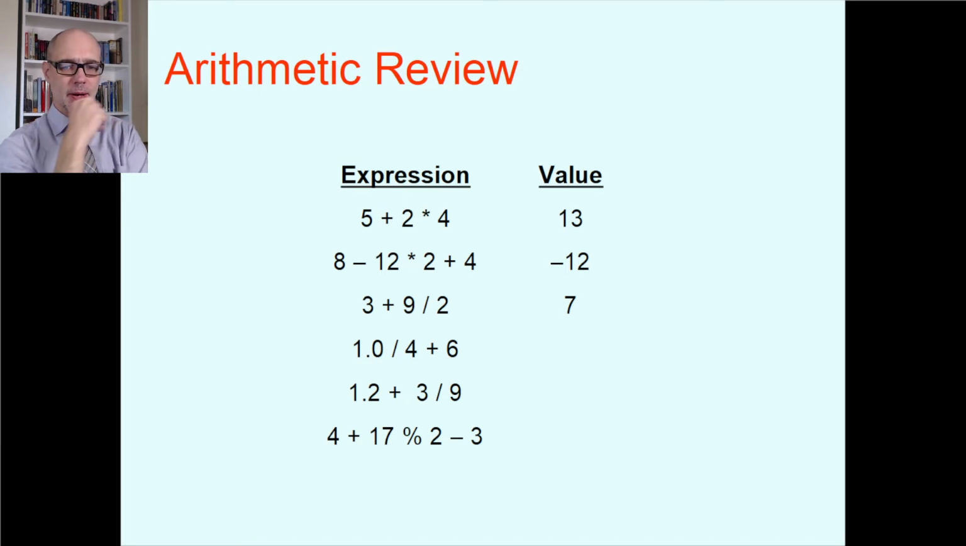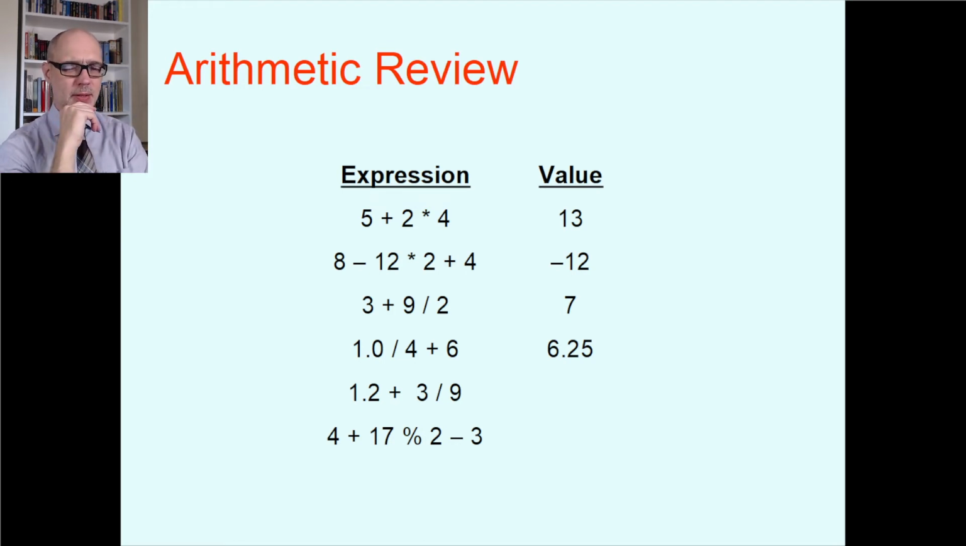Now here's the fourth one. Again, division. What kind of division is happening here, integer or floating point? Well, that's actually floating point division, because 1.0 is a floating point literal. So the floating point division path gets triggered, and it does 1.0 divided by 4 and comes up with the decimal 0.25. Then it does addition, 0.25 plus 6 is 6.25.